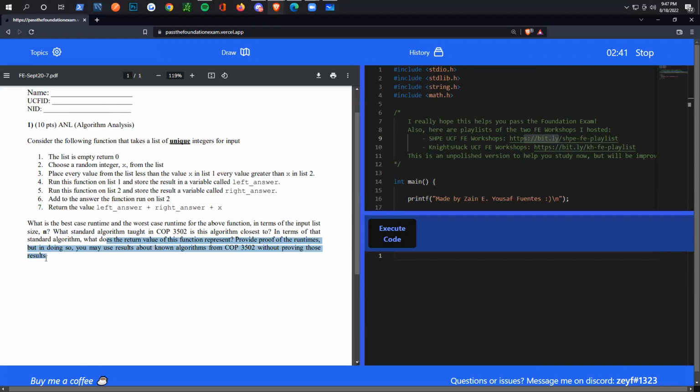And in terms of what the return value represents, let's see, what is this value exactly? Store the results in a variable 1.